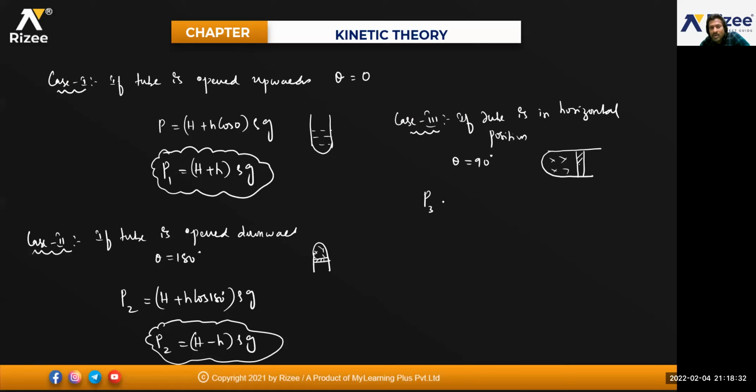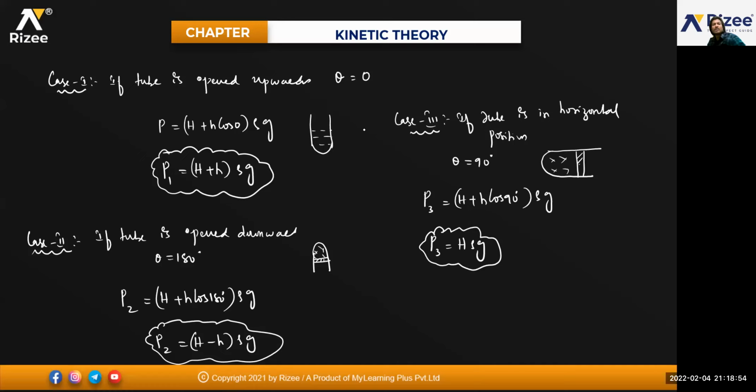So pressure P3 will be equal to capital H plus small h into cos 90 degrees into rho into g. Cos 90 is 0. So P3 will be equal to H into rho into g. So this will be the P3. So these are the 3 cases you need to remember for your Boyle's law experiment.